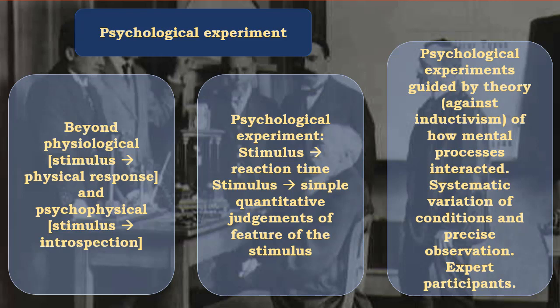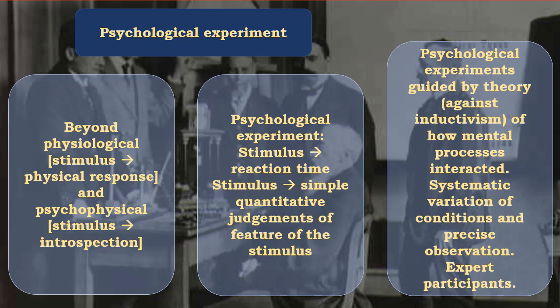So systematic variation of conditions is, let's say if it is a memory task, and it's memory for words, then you vary the speed of presentation of words and you observe what effect that has on the performance, or you vary the brightness of a stimulus and you see how that affects the capacity of the participants to differentiate different types of stimuli. And precise observation, we need something objective, reaction time, or some performance of accuracy.